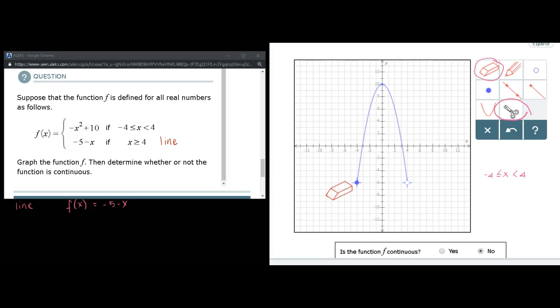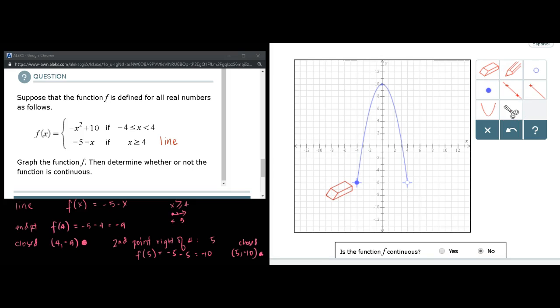Now for the line. It's only to the right of 4. So we plot 2 points from the endpoint, and then we pick a point to the right of 4. So f(4) is -9, so (4, -9) is a closed point on the line. We pick another one. Let's pick 5. So this gives us the point (5, -10). Let's plot it.